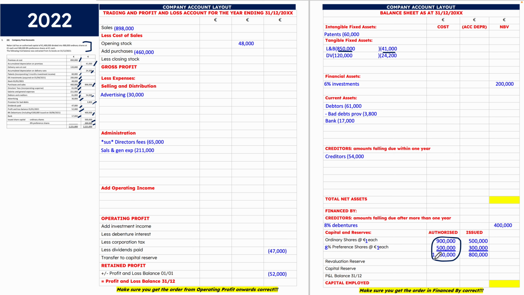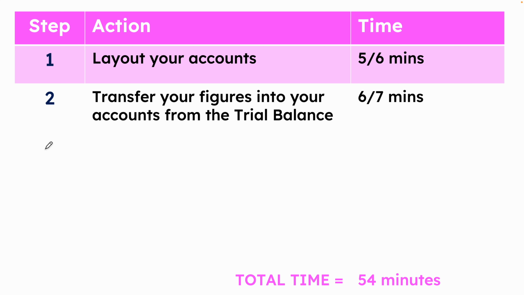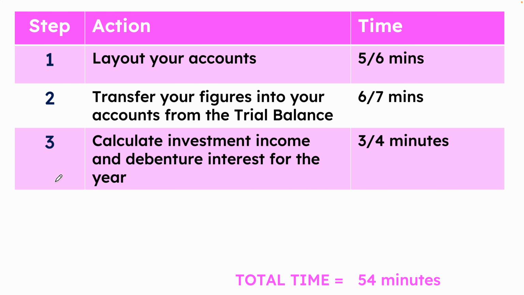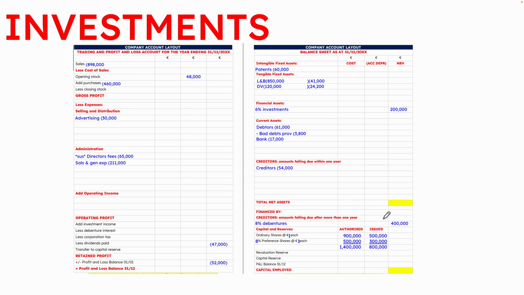So very important then that we also tot up the issued and authorised share capital. Very important that you put advertising in selling and distribution, okay? And you know, it's just very important that you make sure you've got the correct amount of zeros, you've written the figure in correct and everything else. So whatever you have to do, just make sure you've got that all locked in and you've got it all correct. So after you double check that, you move on to your step 3, which is calculate investment income and debenture interest for the year, which should take you 3 or 4 minutes.